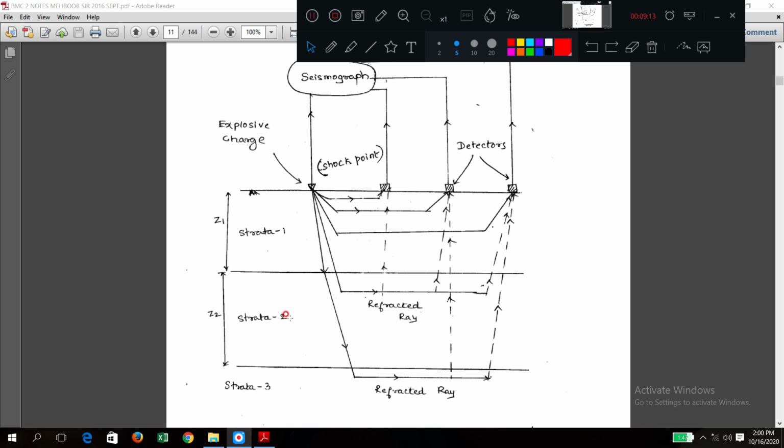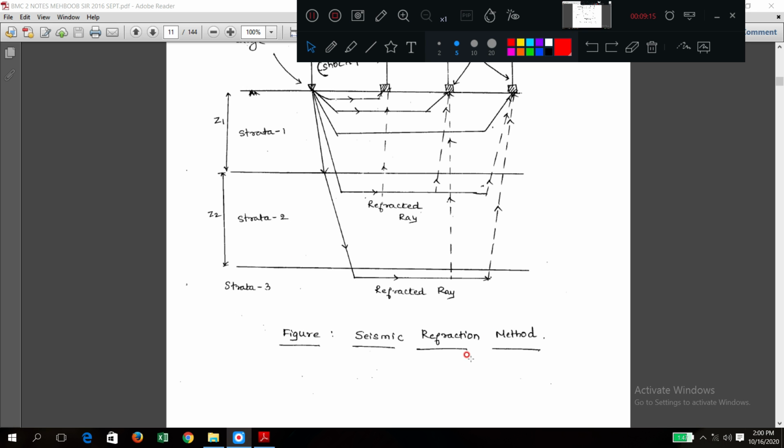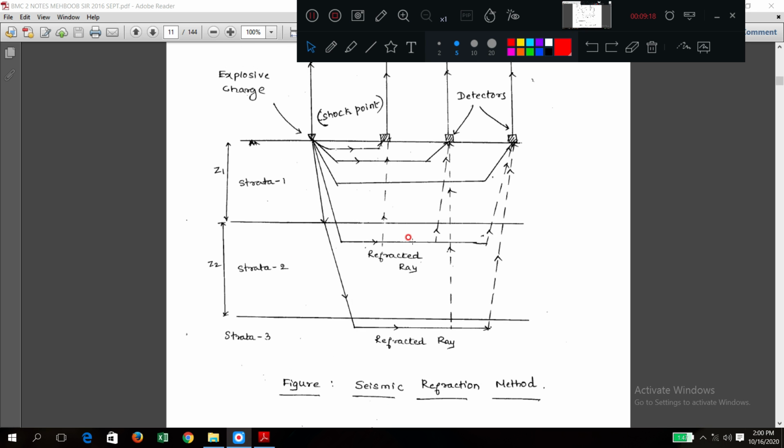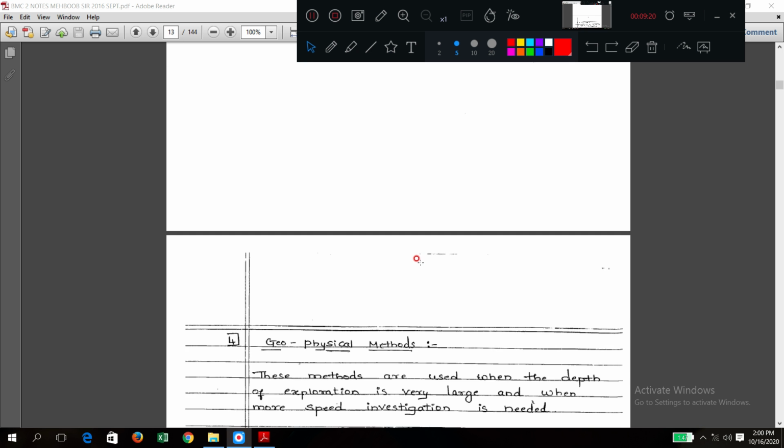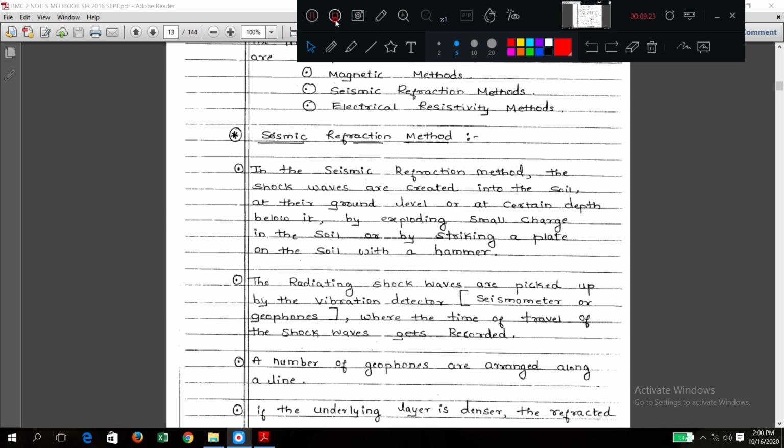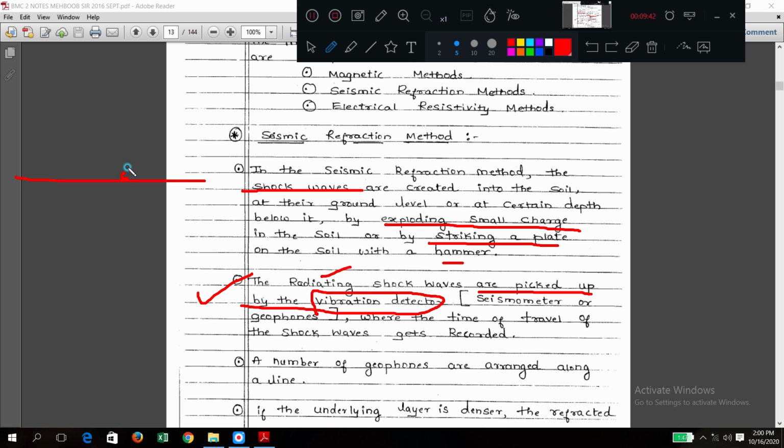So this is called the seismic refraction method. Now we'll go point-wise. What is written there? We have completed this one. So shock waves are generated. How is it generated? By exploding a small charge or by striking a plate with a hammer. Second point: the radiating shock waves are picked up by the vibration detector. So that is what the detectors were there. So 1, 2, 3, like that. This is the shock point, the first point. This is the detector's point.